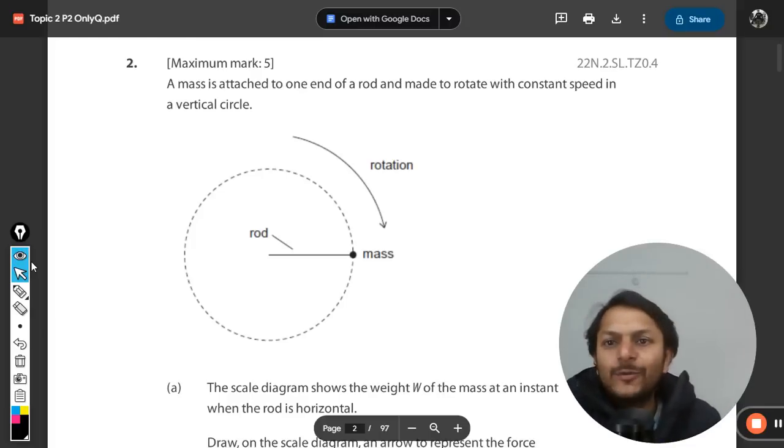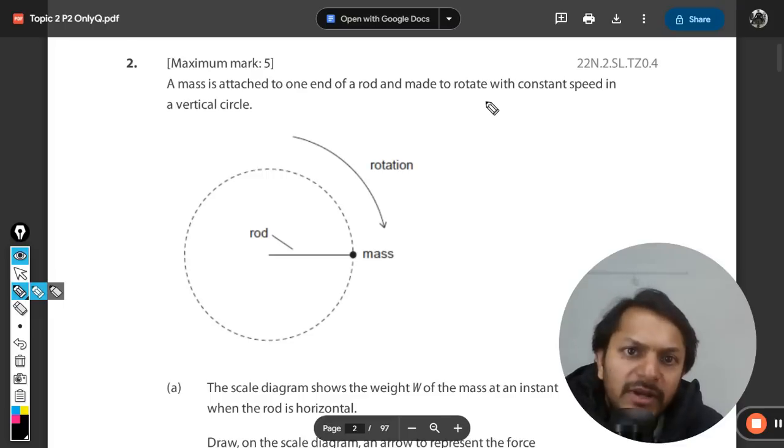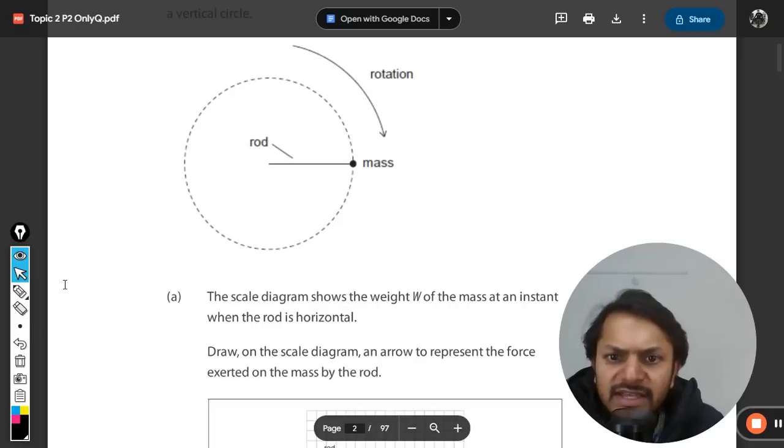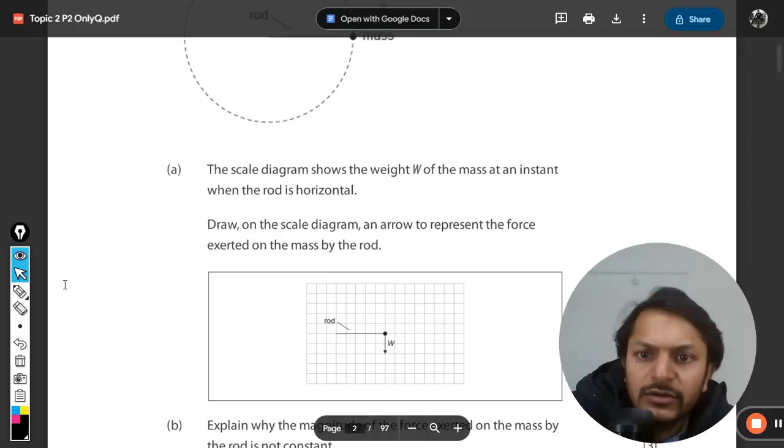Okay, dear student, let us see what is there in this question. A mass is attached to one end of the rod and made to rotate with constant speed in a vertical circle. The scale diagram shows the weight W of the mass at an instant when the rod is horizontal. Draw on the scale diagram an arrow to represent the force exerted on the mass by the rod.